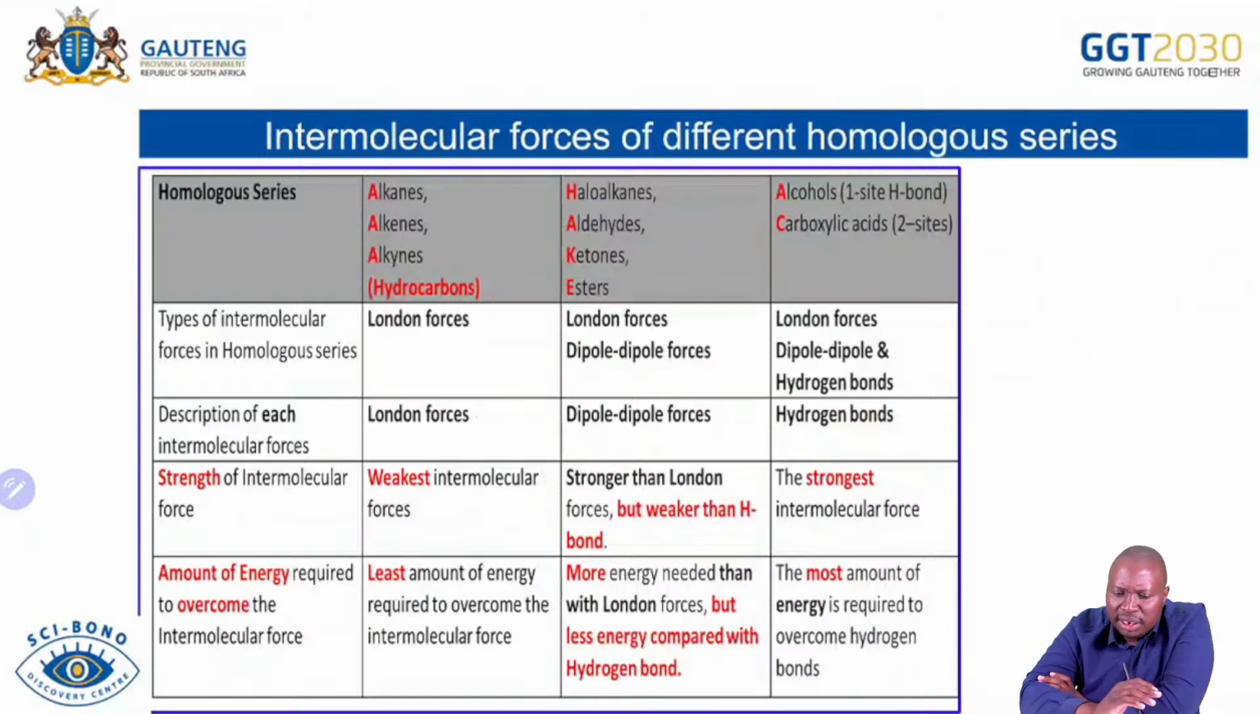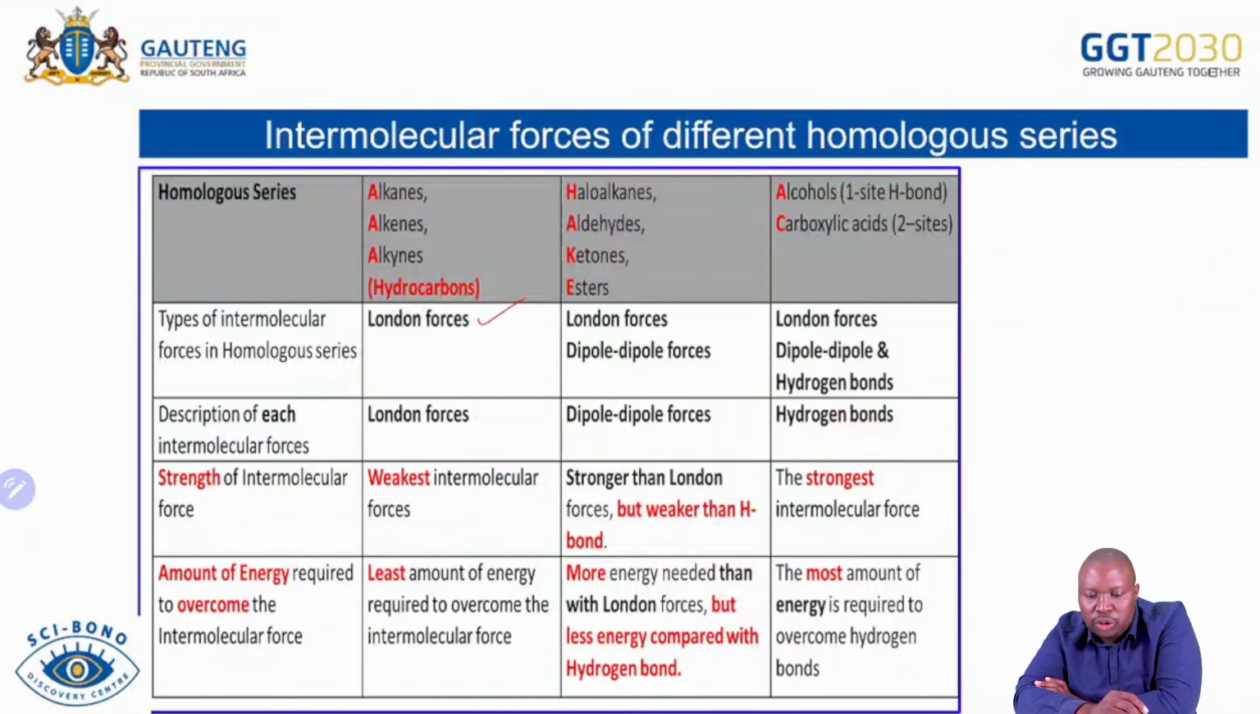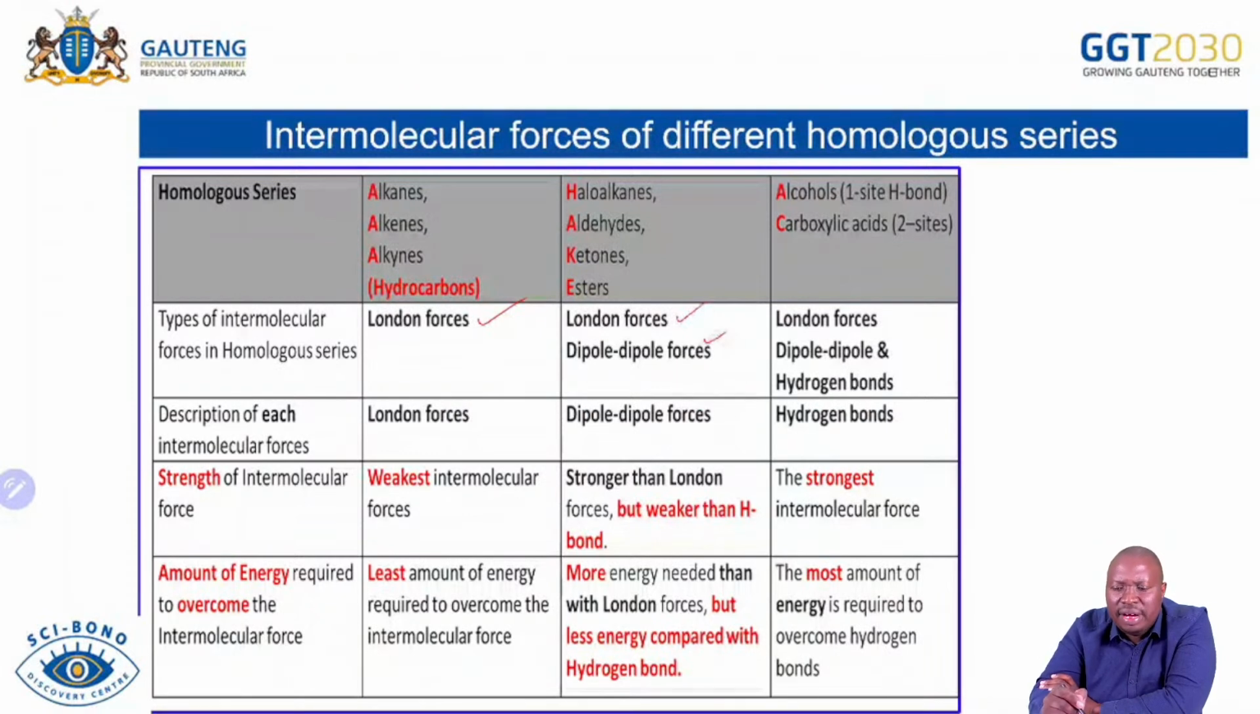Now, these intermolecular forces, I know that you have done as you revise, so I'll try to go through them so that we look at the question. We have alkanes, alkenes, and alkynes. All these hydrocarbons have what we refer to as London forces. They only have London forces. But when you look at haloalkanes, aldehydes, ketones, and esters, they have London forces and dipole-dipole. However, when you refer to them, we'll refer to dipole-dipole, because if you acknowledge the existence of dipole-dipole, you are acknowledging the existence of a London force.